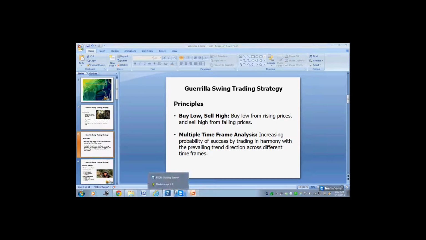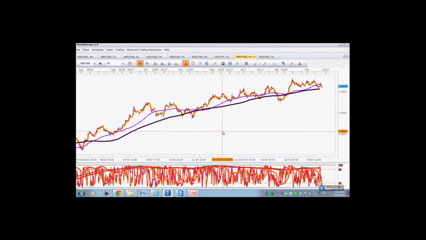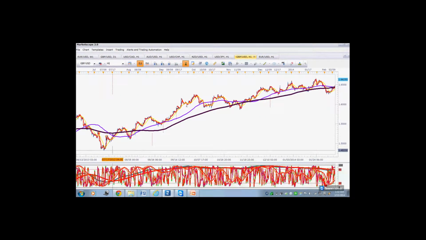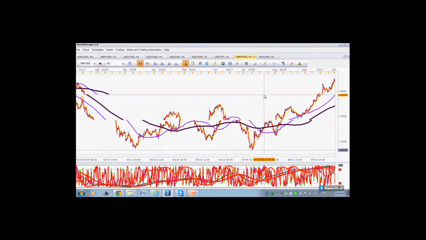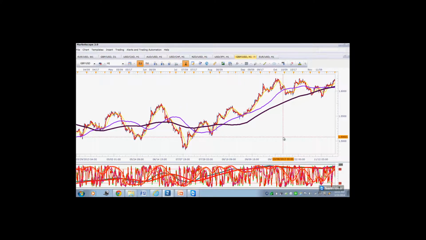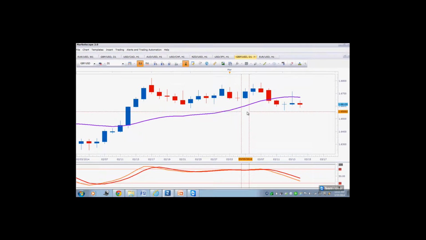So I have here the chart of the pound dollar. I've laid out the different indicators that are used in multiple time frame analysis. All right, so first let's take a tour of our indicators across different time frames. Let's start with the daily. Okay, daily chart.